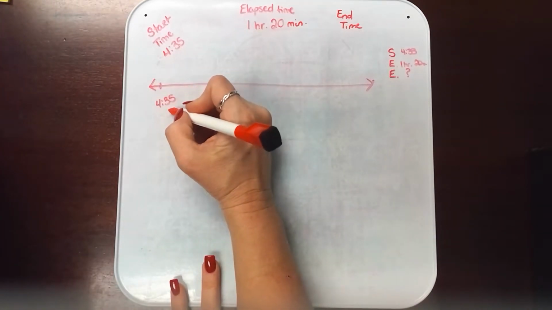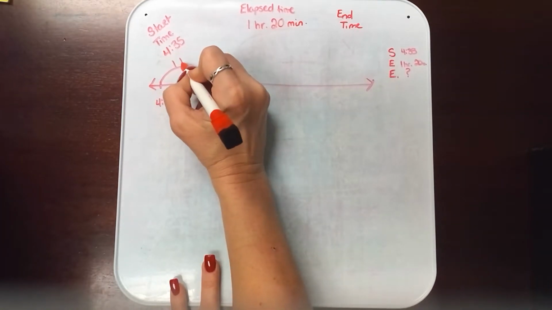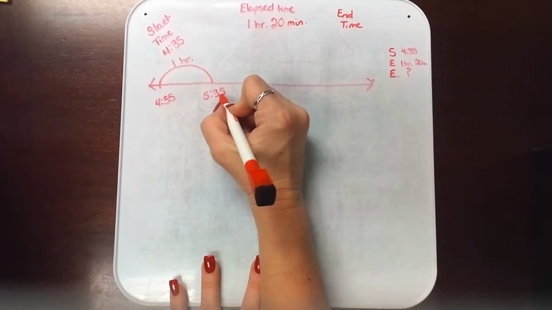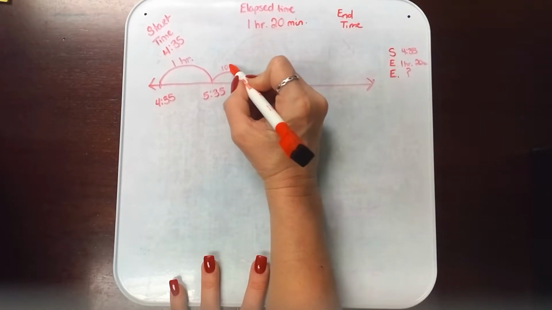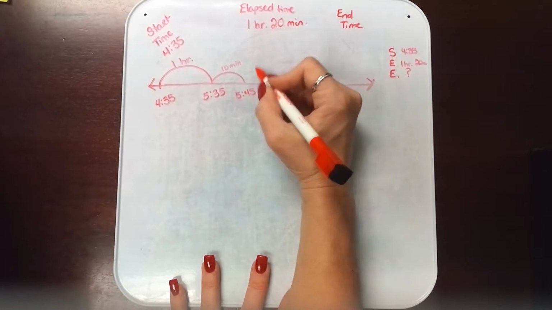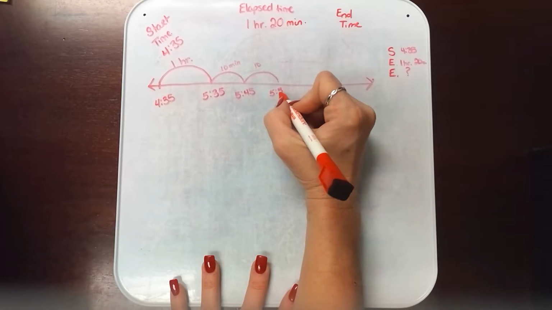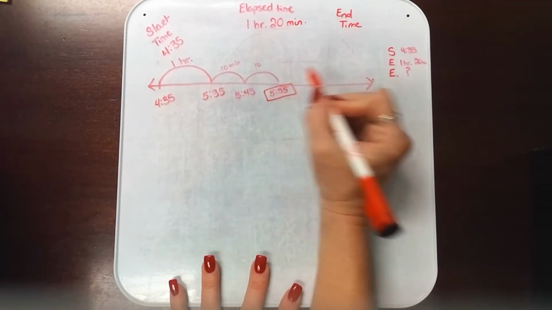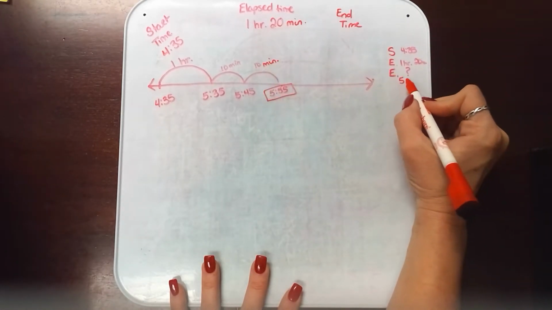But if I'm going an hour, 20 minutes from here, I'm going to do a big jump of 1 hour to 5:35. And then I'm going to do a jump of 10, which is 5:45. Another jump of 10, which is 5:55. And then, oh, that's all I need. So my end time is 5:55. Okay.